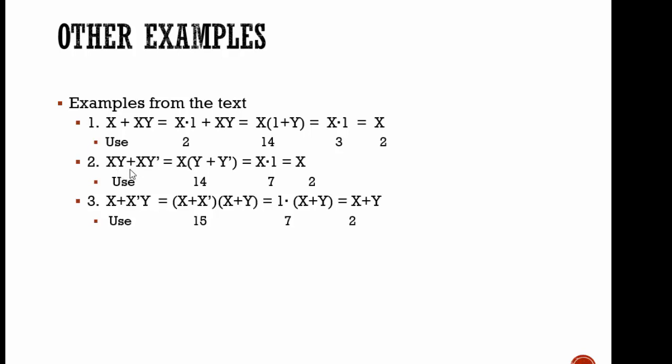Next is xy plus xy prime. There are common terms in these two groups of variables, so we factor out the x, and then y plus y prime is actually equal to 1. That is through identity number 7. So x and 1, and finally you will also have x.